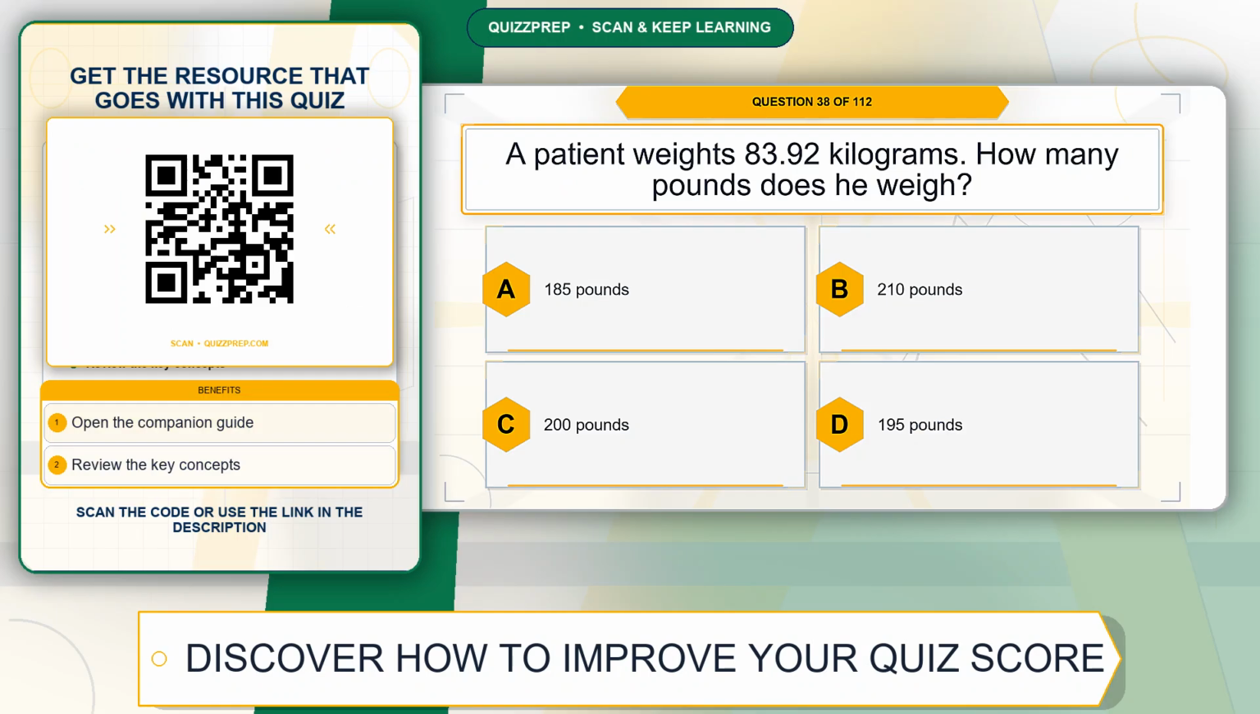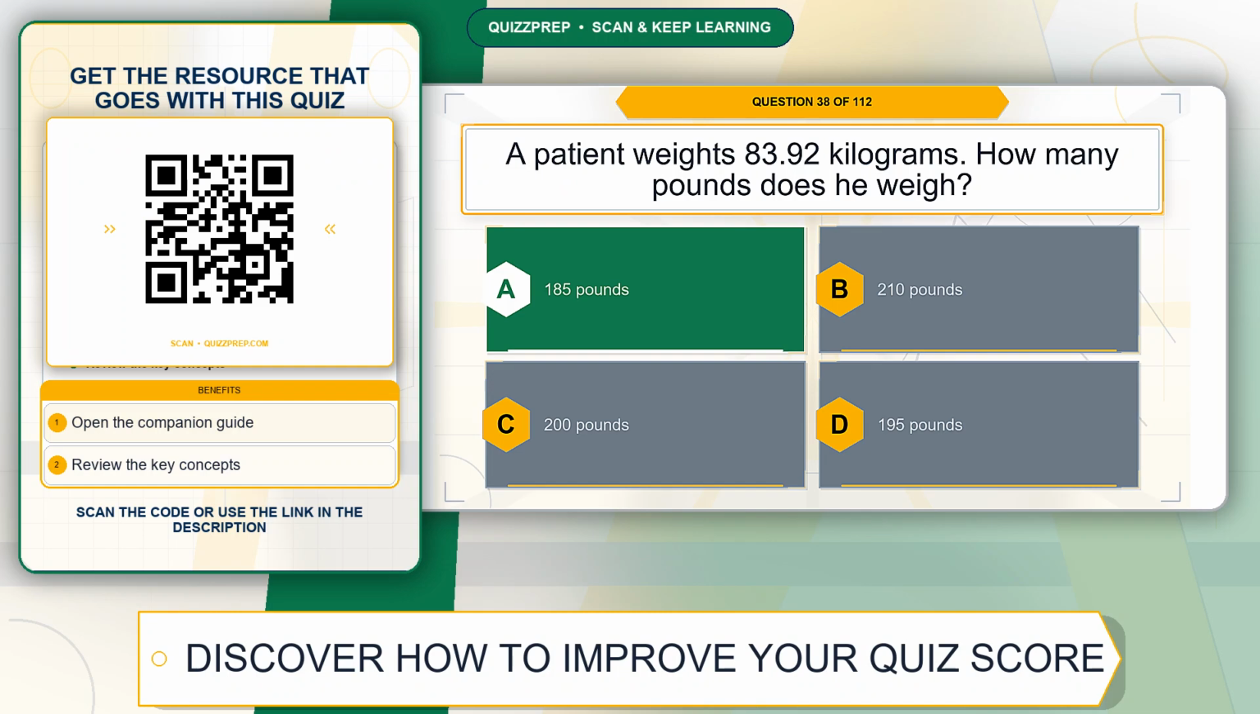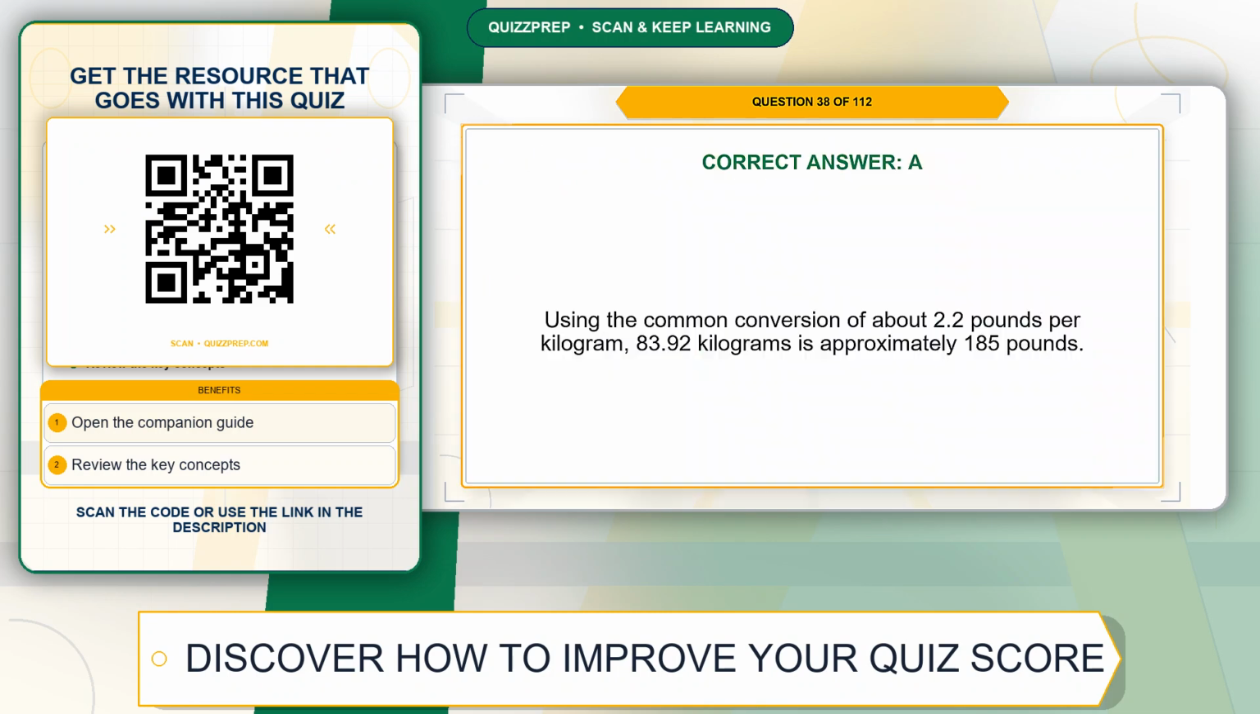Question 38. A patient weighs 83.92 kilograms. How many pounds does he weigh? Option A, 185 pounds. Option B, 210 pounds. Option C, 200 pounds. Option D, 195 pounds. The correct answer is option A, 185 pounds. Explanation. Using the common conversion of about 2.2 pounds per kilogram, 83.92 kilograms is approximately 185 pounds.